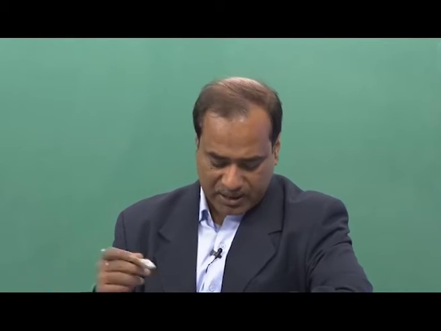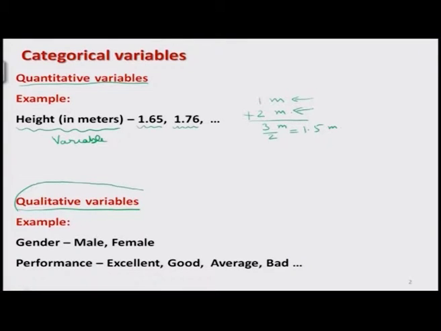Another type of variables are qualitative variables. For example, suppose I have a group of persons, then I can classify them into two groups, one male and another female. So, in this case my variable here is gender, and that is giving me two types of values, one is male and another is female.